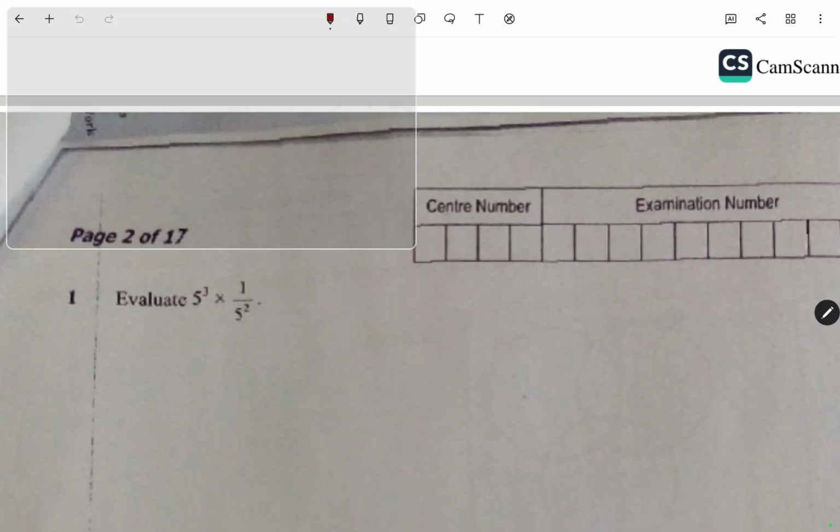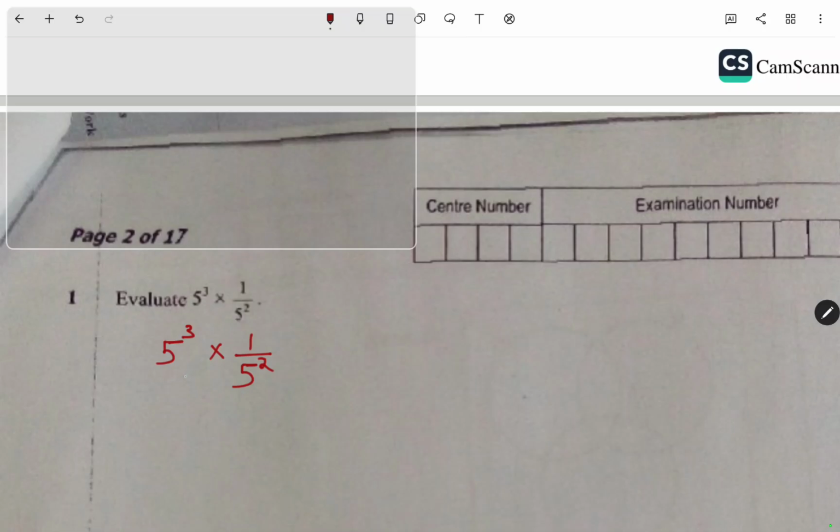Okay, we have this situation here. So we have 5 to the power 3 times 1 over 5 to the power 2. By inspection, we can already solve this one, but we'll go through all the stages.